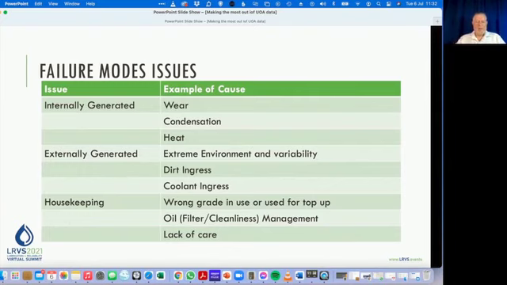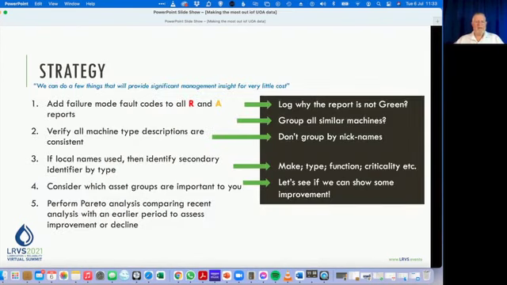So the failure modes are fairly broad. They're not particularly detailed technically, but within our oil analysis reports, we normally report on the condition of the oil, the condition of the contaminants, and whether something is internally or externally generated. So if we're reporting due to poor viscosity or because we've got high metals or high water, we can assign a failure mode to that at the point of reporting. So if we add failure mode codes, should we say, to all our red and amber reports, we'll start to be able to build up a second tier of condition monitoring. We'll be able to ask why the reports are not green.